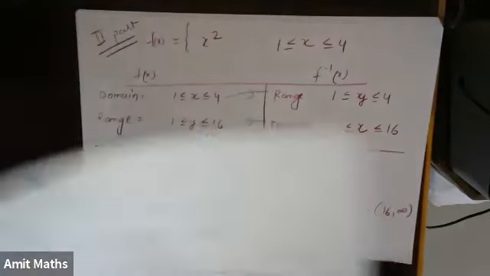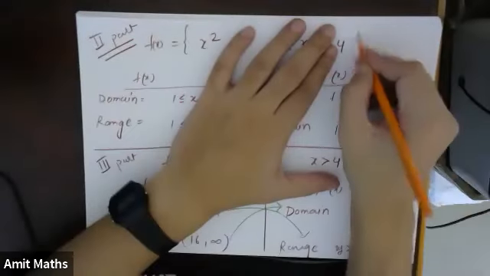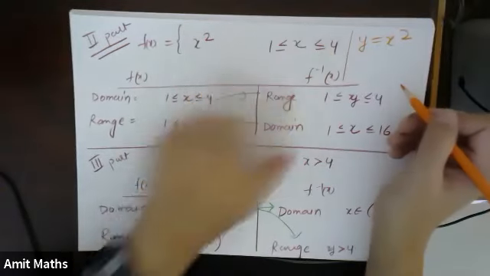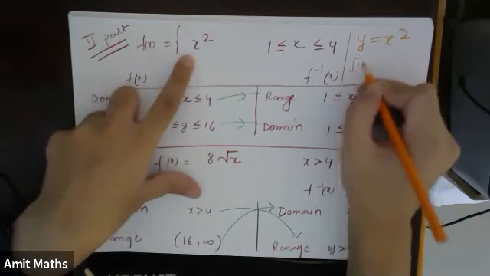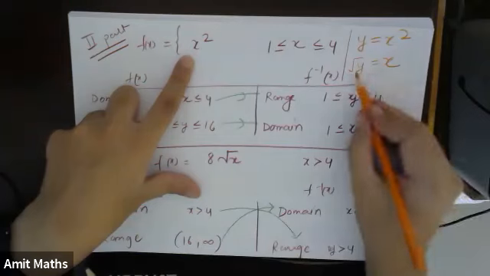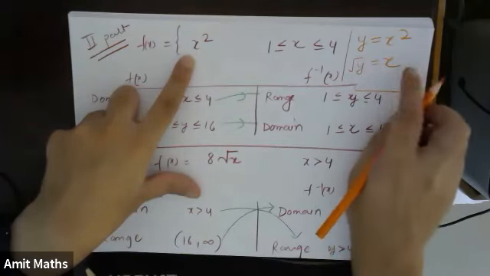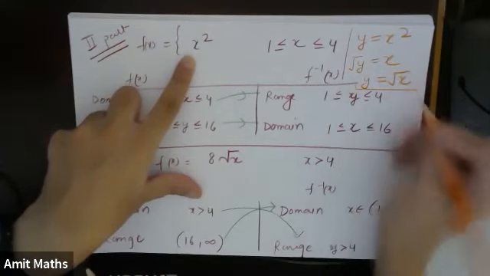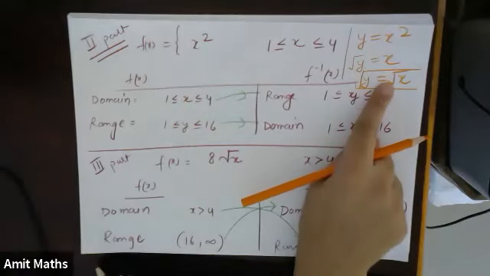Understood? For the second part, we have y equals x square. The inverse of this will be root of y equals x, because we will take positive. Then I will replace x with y and y with x. So this will become y equals root of x. This is the inverse function for the second part.